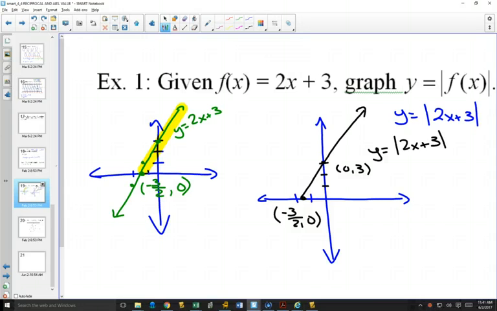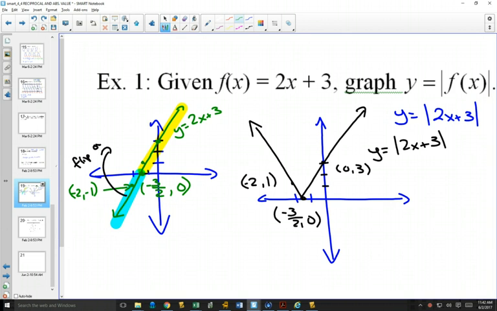But everything on this side, which I'm going to highlight in blue, that's where our y values are negative. For example, the one point I have labeled there, -2, comma -1. Now, if I did the absolute value of that y value, that means on my new graph, I'm going to have -2, comma +1. And this whole section is going to have the same effect as flipping it over the x-axis.